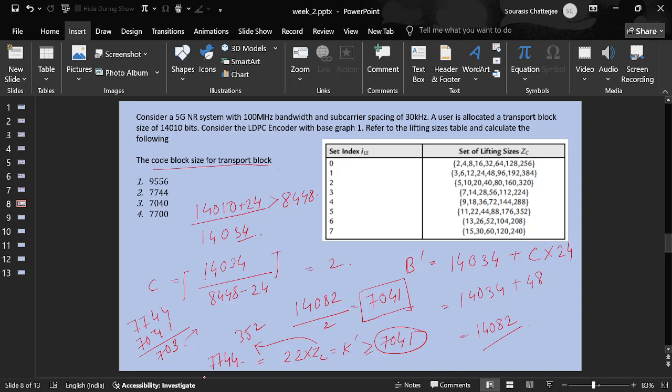Their purpose is only to make the LDPC encoder's input code block size match what is given in the standards. That's the purpose. So here my code block size is going to be 7744, right? Yes.